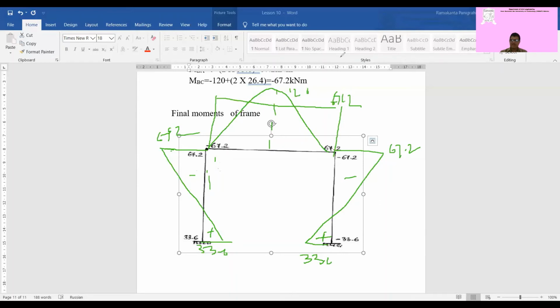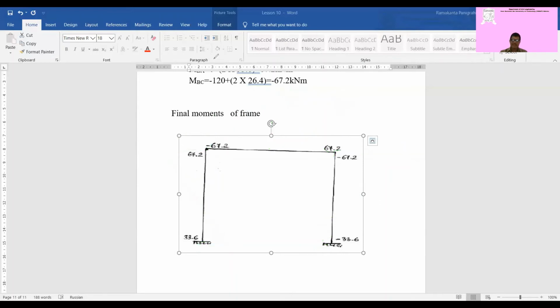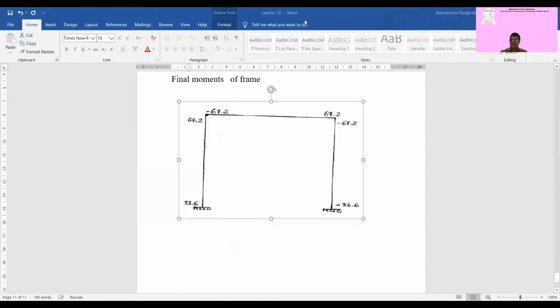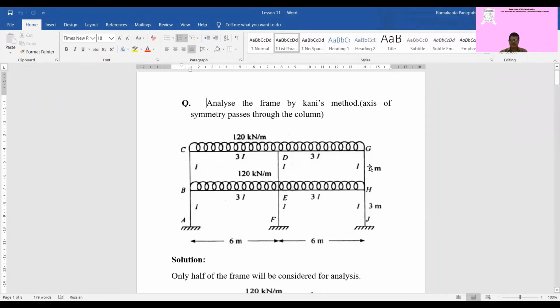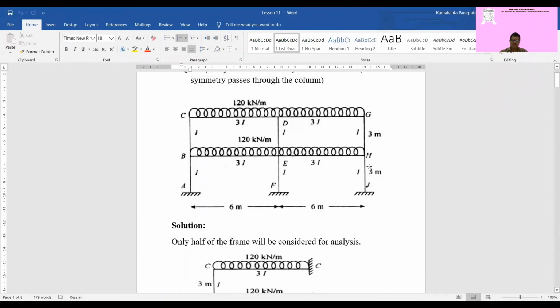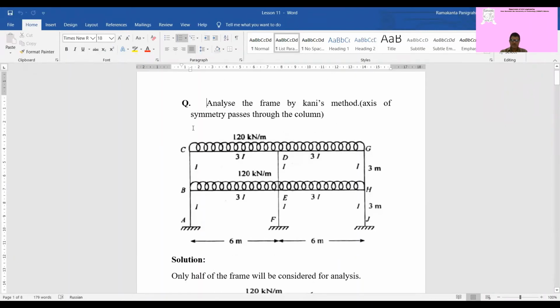So these are all for this axis of symmetry. You can take advantage of the axis of symmetry for the problems to be done. Let us also see some other problems where we can take the axis of symmetry. Here also, you can see this problem.